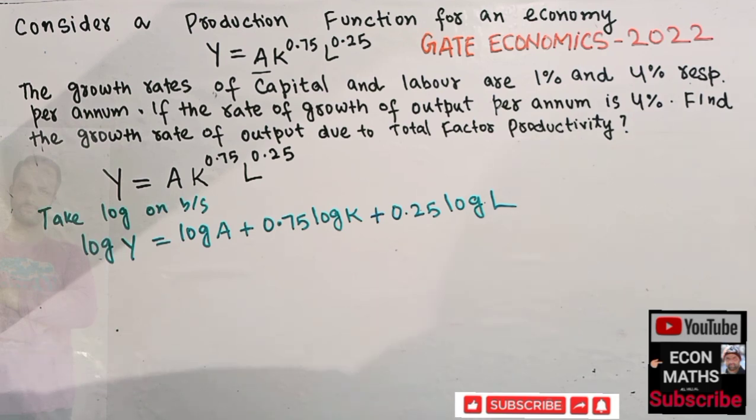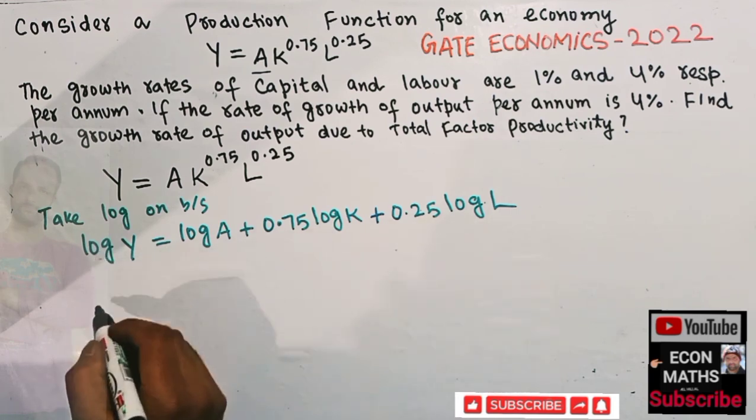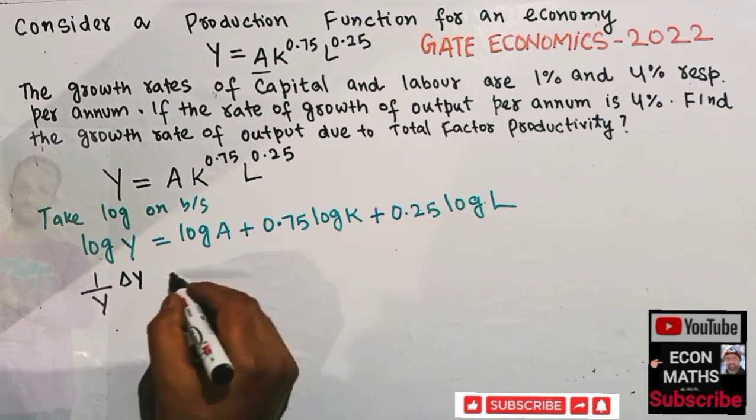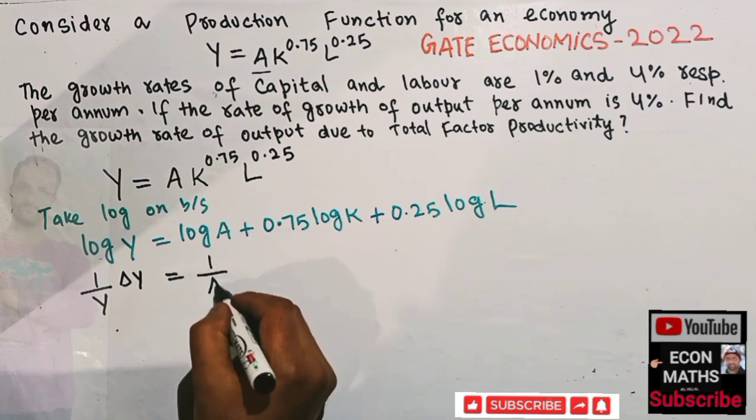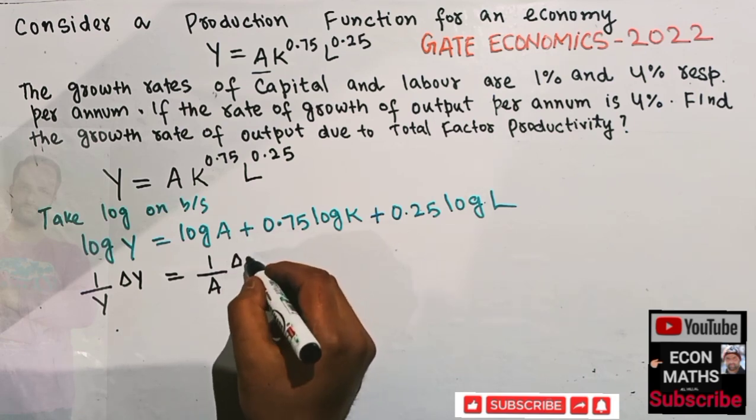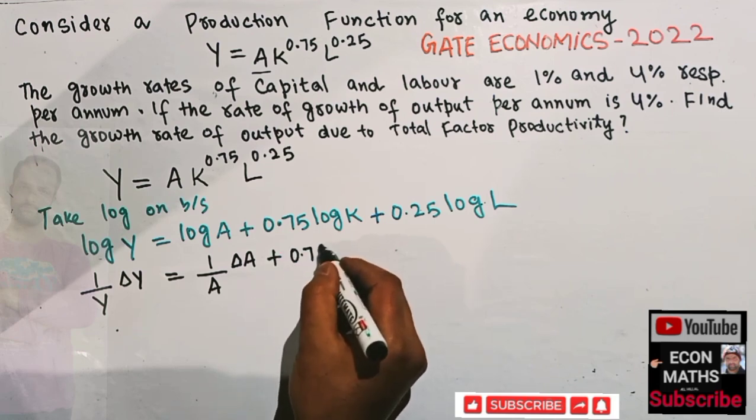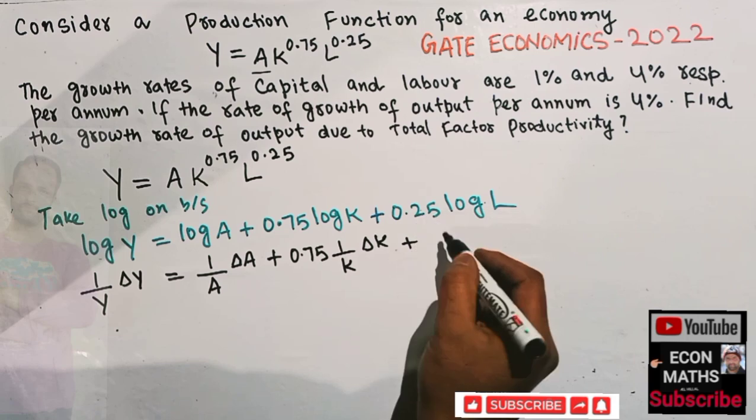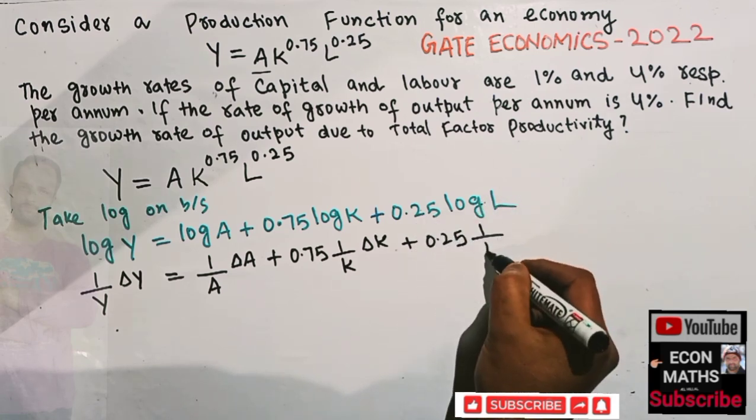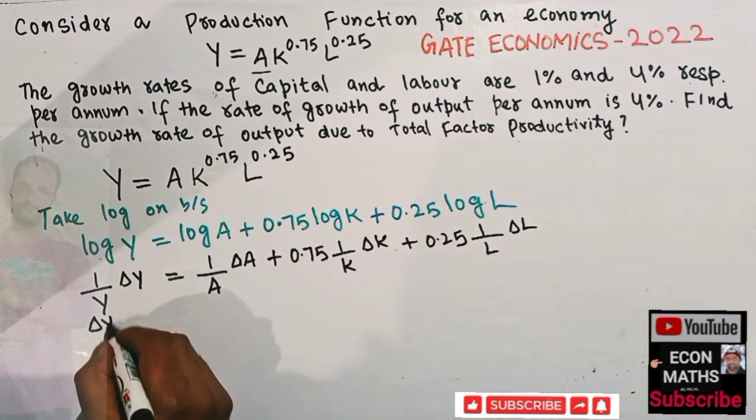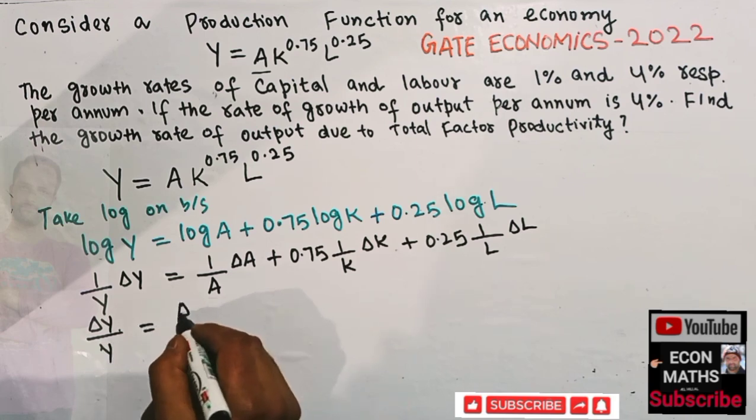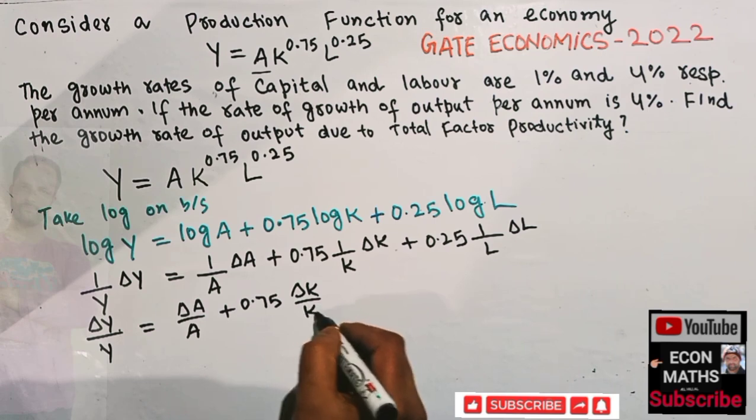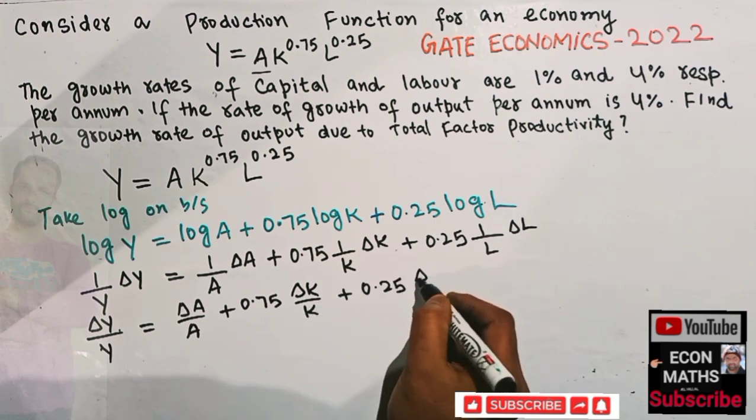Now we take the total differential on both sides. The derivative of log Y is 1 upon Y del Y, which is equal to the derivative of log A, simply 1 upon A del A, plus 0.75 times the derivative of log K, which is 1 upon K del K, plus 0.25 times the derivative of log L, which is 1 upon L del L. Now if I write it like this: del Y upon Y is equal to del A upon A plus 0.75 del K upon K plus 0.25 del L upon L.